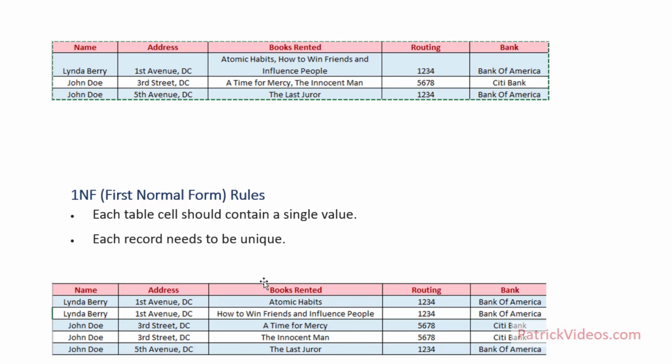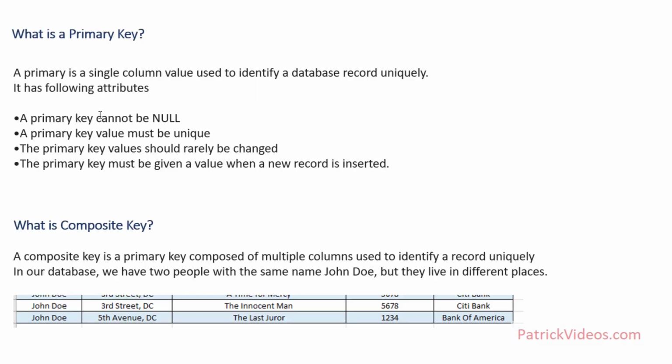Now before we move on to the second normal form, let's understand the concept of a primary key. A primary key is a single column value used to identify a database record uniquely. So what do we mean by that? If you join a company, they will give you an employee ID. So that's likely to be your primary key. So this is how they identify you. Same way in the US, they will give you an SSN number. So that is how the government identifies you, a number. So that is likely to be the primary key of your record. That is a number to identify you.